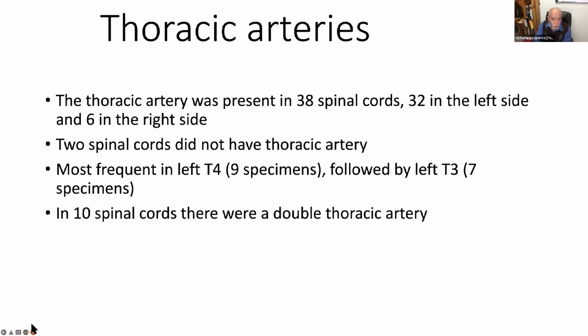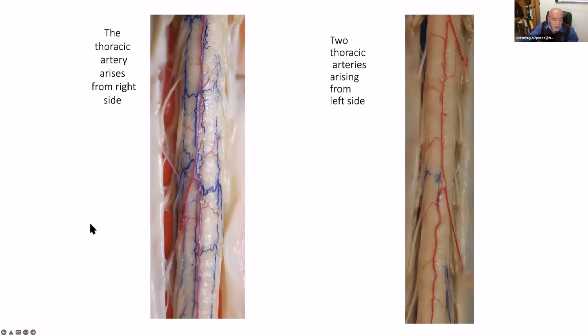Let me show you the thoracic artery. This was present in 38 spinal cords, 32 on the left side and 6 on the right side. 2 spinal cords did not have a thoracic artery, most frequently at left T4, followed by left T3. This is a beautiful picture of the thoracic artery. This arises from the right side, and this arises in the left side.